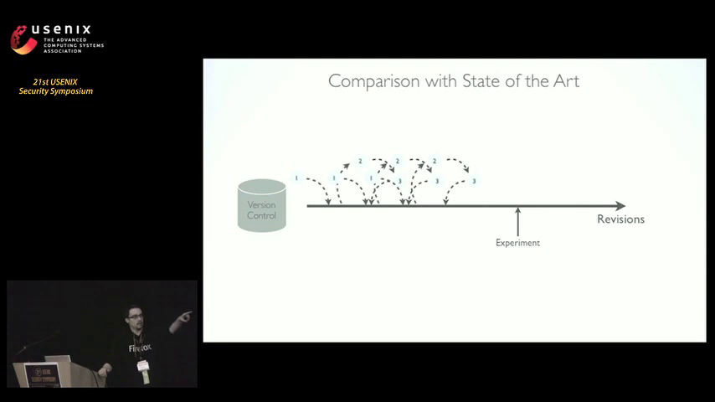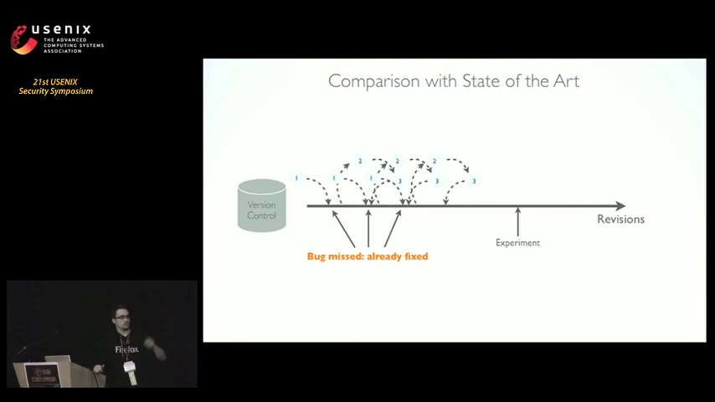Now, if you take a random revision here and perform the experiment with both tools, then all of these bugs are essentially missed because JS1Fuzz cannot detect bugs that are already fixed by then. So if we would do this kind of experiment, then we would bias the results towards our own tool. And that is certainly something we would like to avoid.